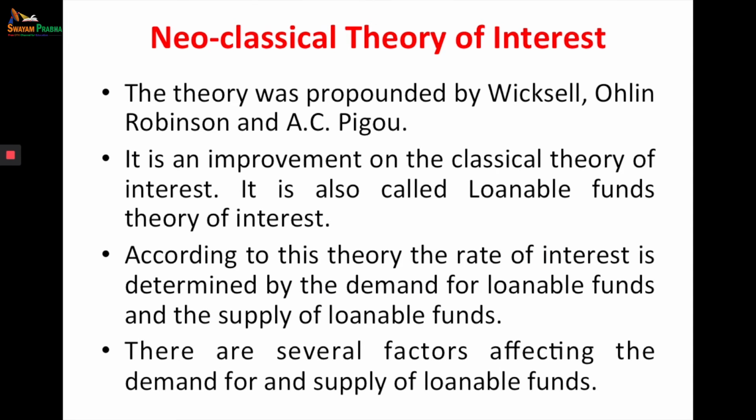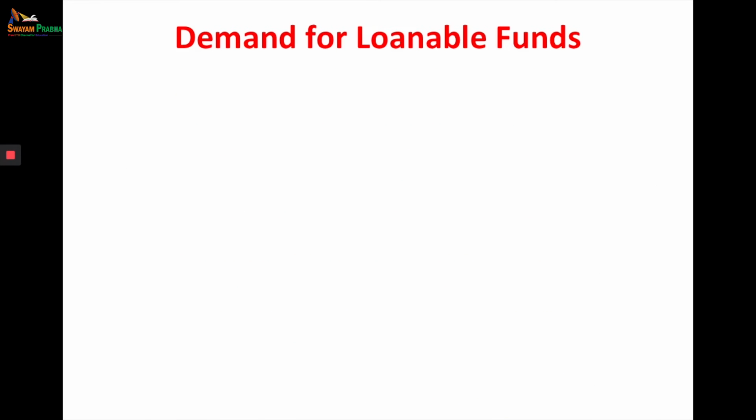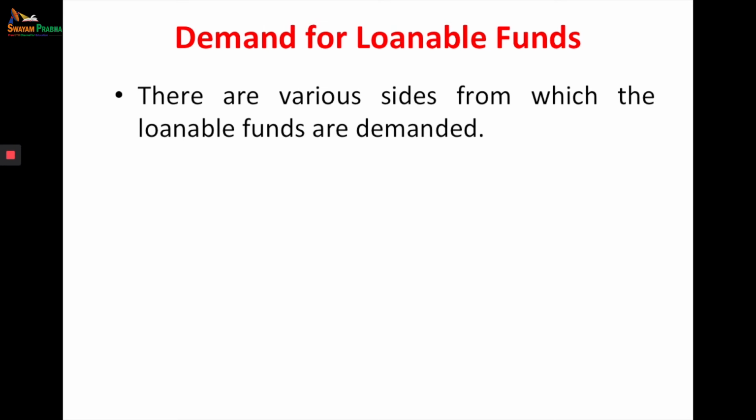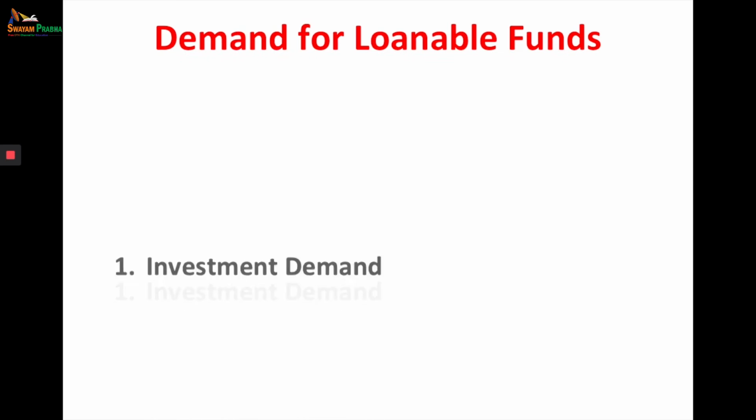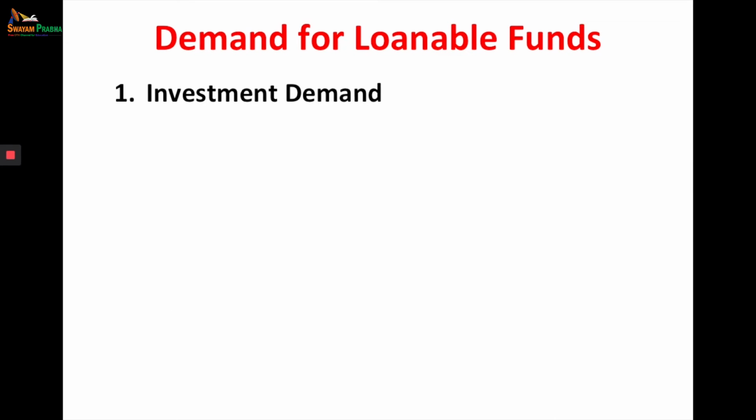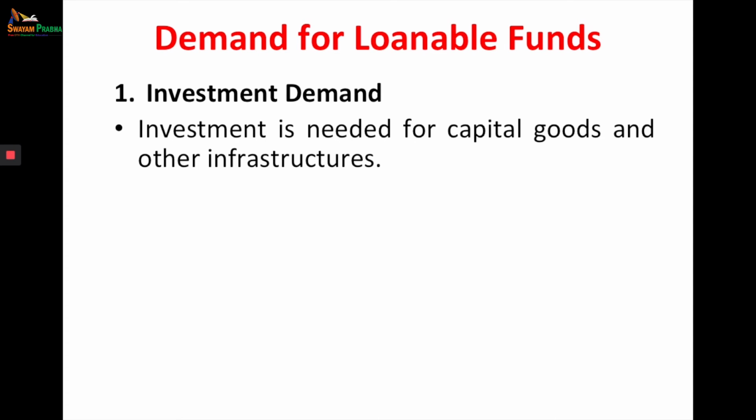There are several factors which affect the demand for and supply of loanable funds according to the new classical theory. There are various sides from which loanable funds are demanded. Classical economists emphasized the demand for investment only, but there are several purposes for which funds are demanded as given below according to the new classical theory. First, investment demand. The investment demand is needed for capital goods and other infrastructure.